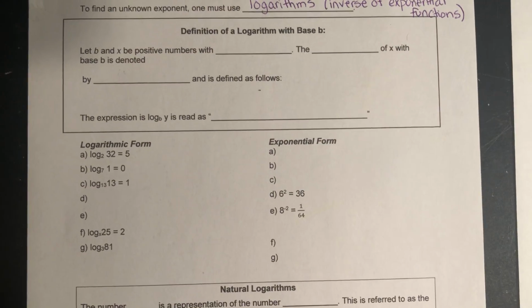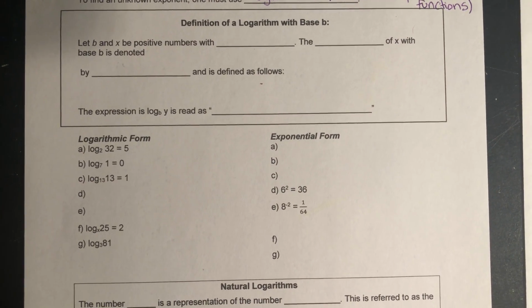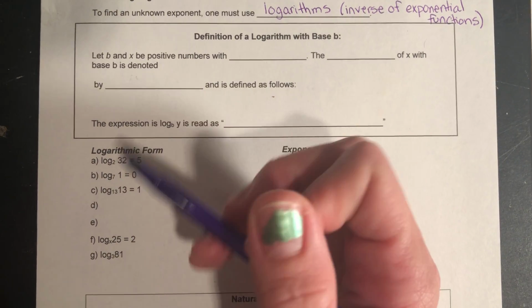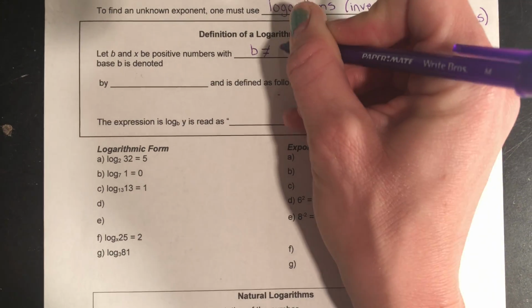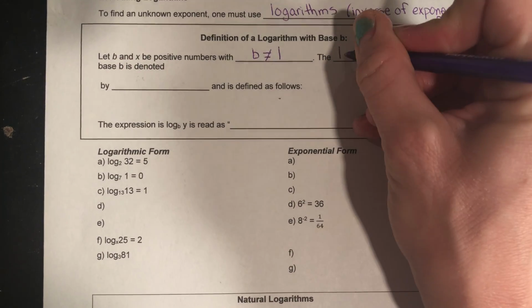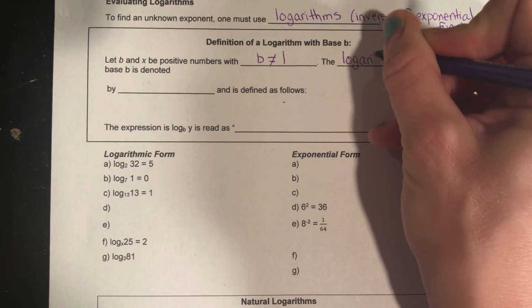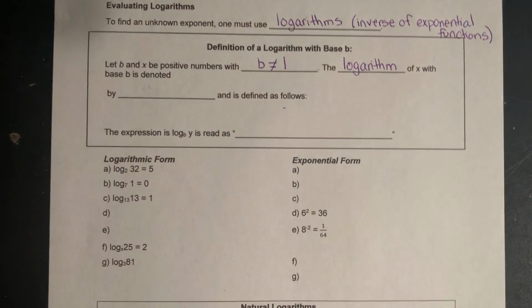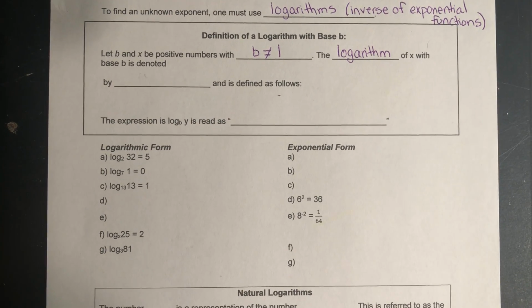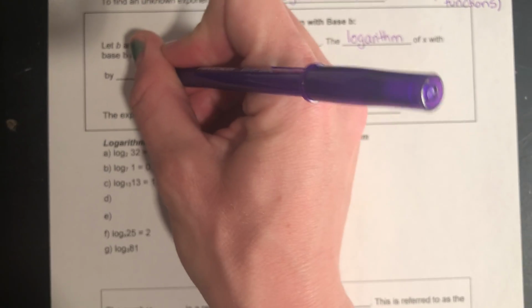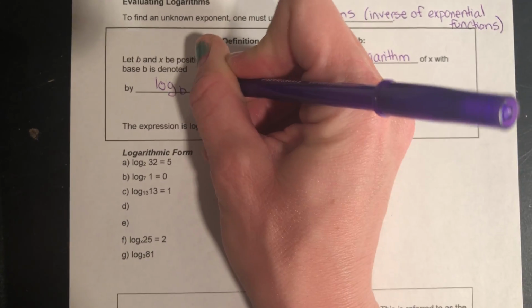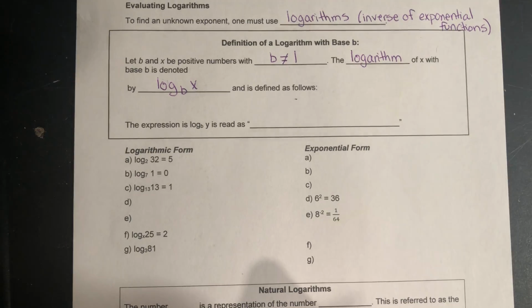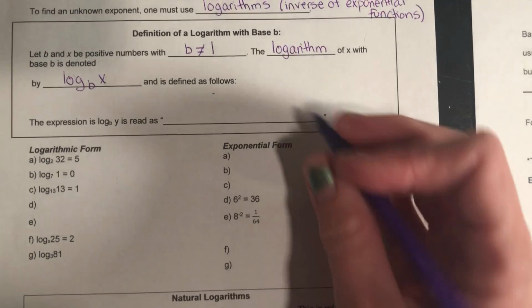So in the definition of a logarithm, we actually have bases. Let b and x be positive numbers, and b is not equal to 1. The logarithm of x with base b is denoted by log base b of x, and it's defined as follows.